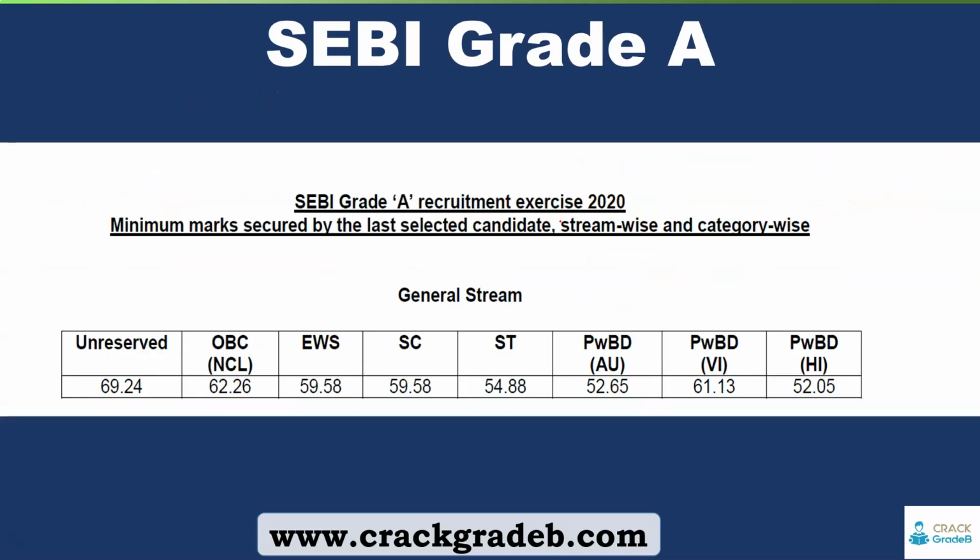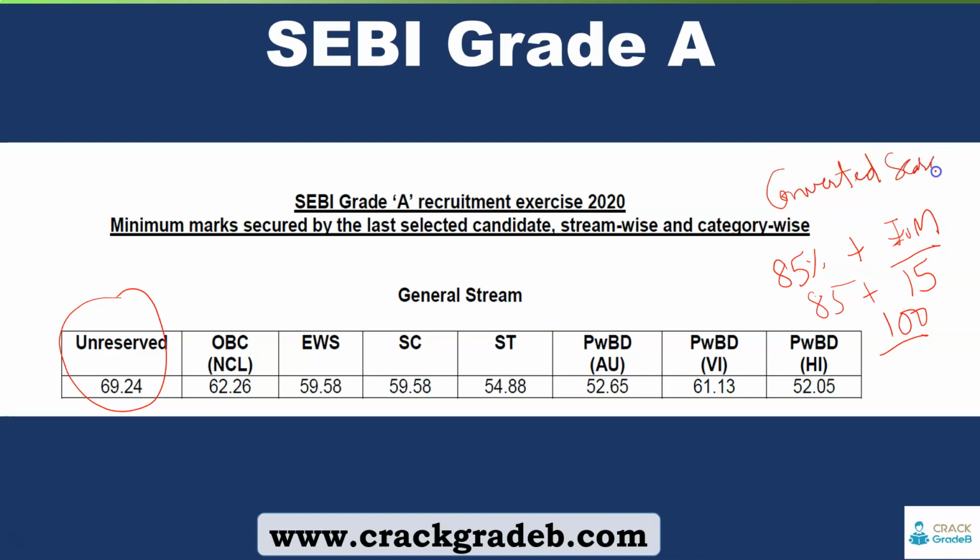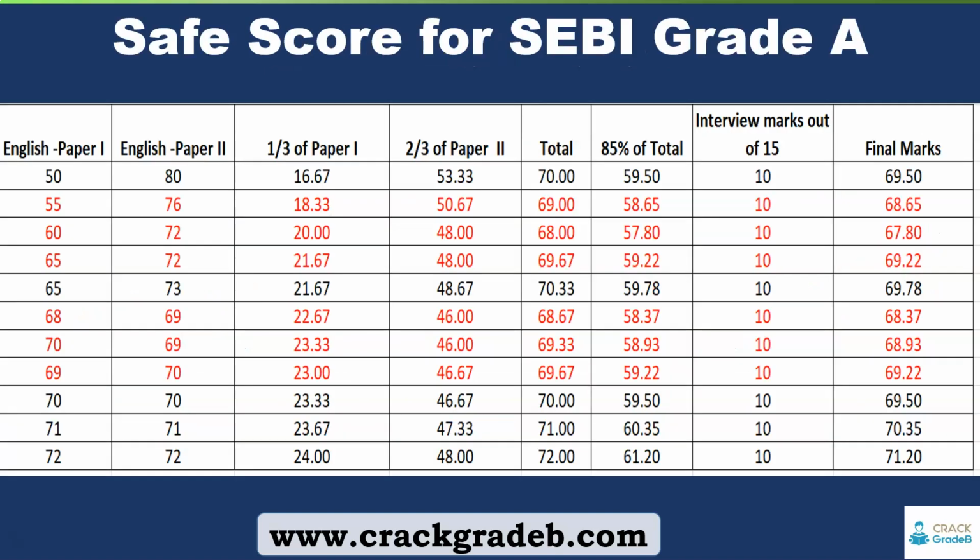After this score, 85% of the total of that score plus interview marks. Interview marks were 15, so 85 plus 15, that totals 100. So 85% of that score plus my interview marks, and after that the cutoff was 69.24, and this 85% was taken of the converted score, that was based on that formula. We will discuss in detail in the next table. 69.24 was the general category cutoff, meaning a total of 32 students were selected finally, so the 32nd rank candidate scored 69.24.